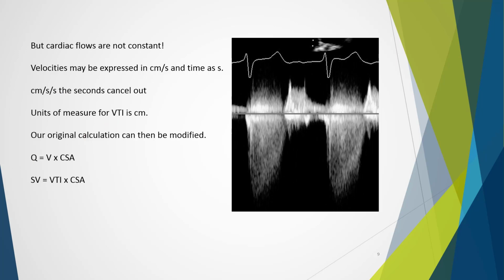Our original calculation can then be modified. So a very simplified approach that flow is equal to velocity times the cross-section area then moves to a more valuable calculation that we can actually use in a clinical environment, where we talk about stroke volumes. So stroke volume is equal to the velocity time integral times the cross-sectional area. So stroke volume then is essentially the amount of blood that's actually moving through a cardiac cycle, each individual heartbeat.